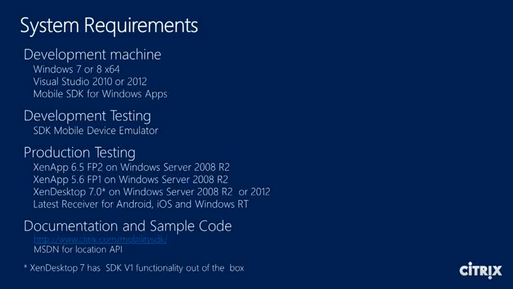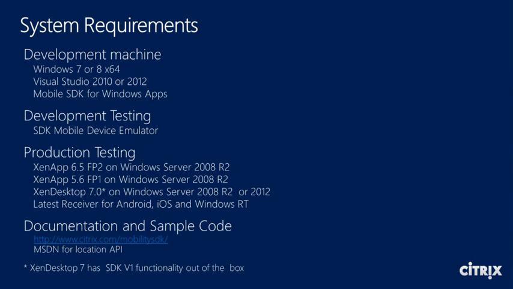So the system requirements on the development machine, it's typically going to be Windows 7 or 8, Visual Studio 2010 or 2012. We're also going to be keeping up with the 2013 Visual Studio enhancements as those come out. And then the mobile SDK for Windows application will be installed on there to give you all the libraries and so forth. For development testing, we've created a mobile device emulator that comes up in Visual Studio, and I'm going to show you a video demo of using that.